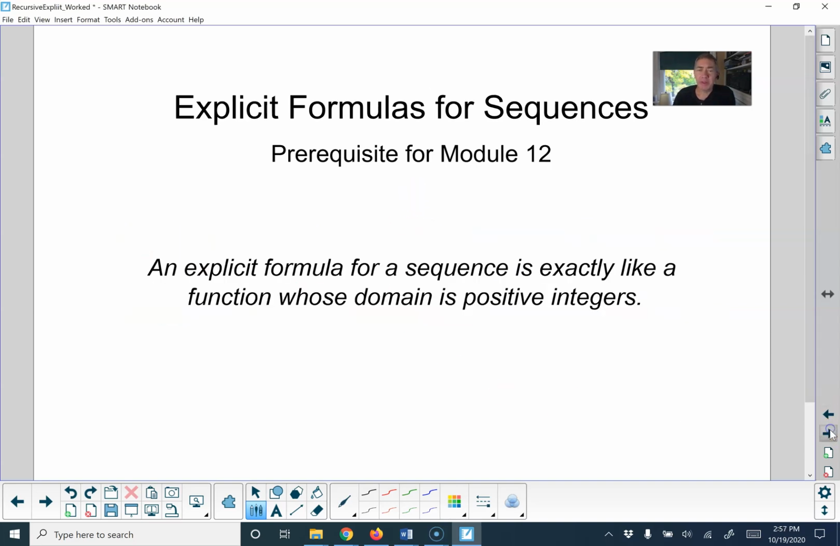So, an explicit formula for a sequence, this is the module we're in here, is exactly like a function whose domain is positive integers. So you can say what's the fifth term of the sequence or what's the sixth term of the sequence, but you couldn't say what's the 5.3 term of the sequence. That doesn't make any sense.